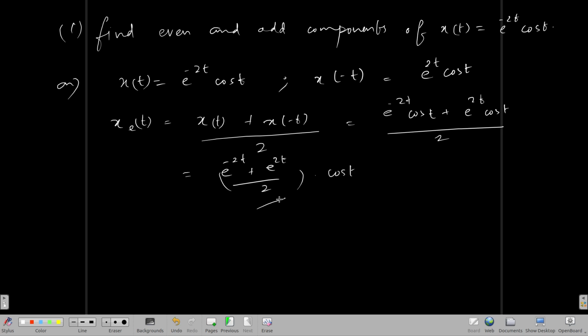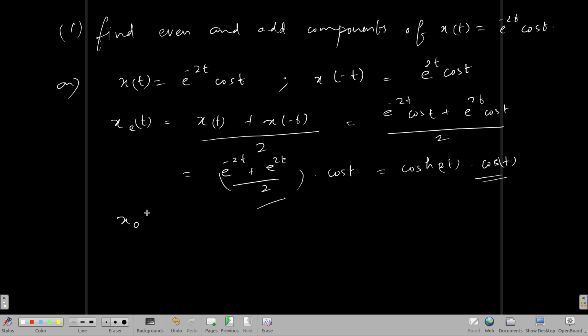Now this can be converted into what? Cos hyperbolic of 2t into cos t. So this is the even part.